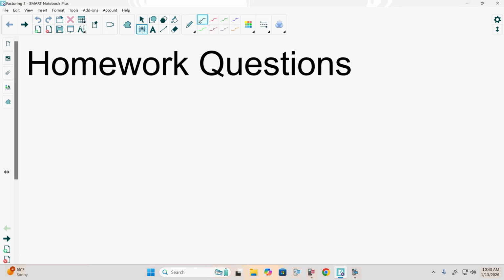Now, I will say I forgot to say yesterday, one of the problems from last night's homework is not factorable at all. So it's not factorable. And one of the problems, the only thing we can do is pull out a greatest common factor.